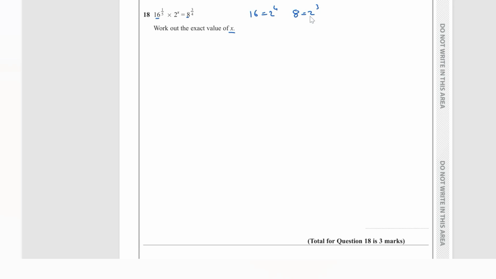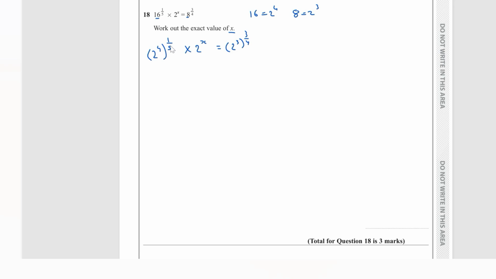So if we replace 16 with 2 to the power of 4 and 8 with 2 to the power of 3, we can then simplify and find out what x is. So if we rewrite this question, we'll have 2 to the power of 4 to the power of 1 over 5 multiplied by 2 to the power of x, which equals 2 to the power of 3 to the power of 3 over 4.